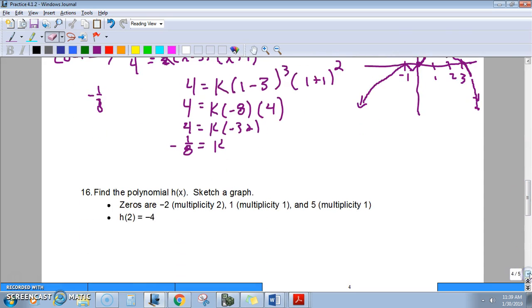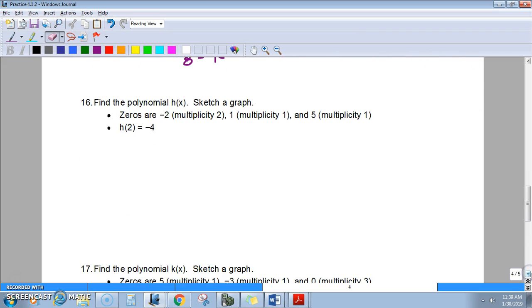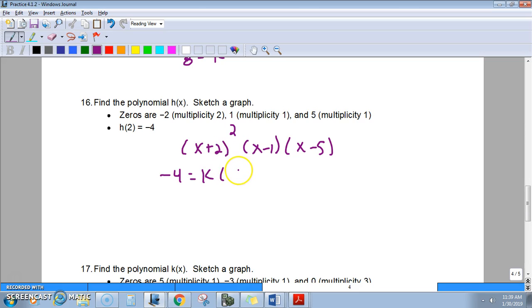Let's see how fast I can do this one. And then this little 16 will have to be the last one. I do have 3 minutes, or less. Zeros are -2, so x plus 2, multiplicity 2, x minus 1, multiplicity 1, and x minus 5, multiplicity 1. H of 2 is -4, so -4 equals k times 4 squared is 16.